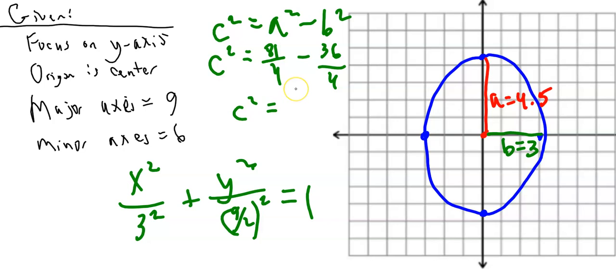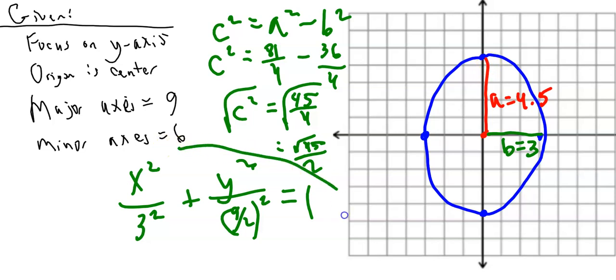So c squared equals, wow, 45 fourths, I think. I did that right. And so c would equal the square root of 45 fourths, or square root of 45 divided by 2. So you get that approximation and find out exactly where that value is. Probably somewhere around 4 is my guess there, but I'm not exactly sure. So that's how you could find the focus points and graph those if you needed to, but your equation is this one.